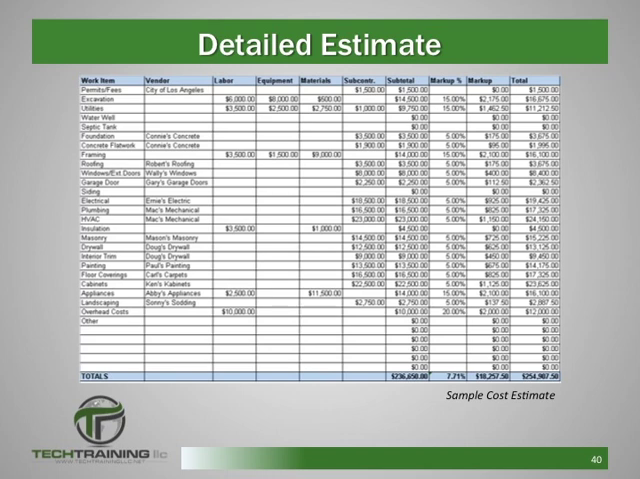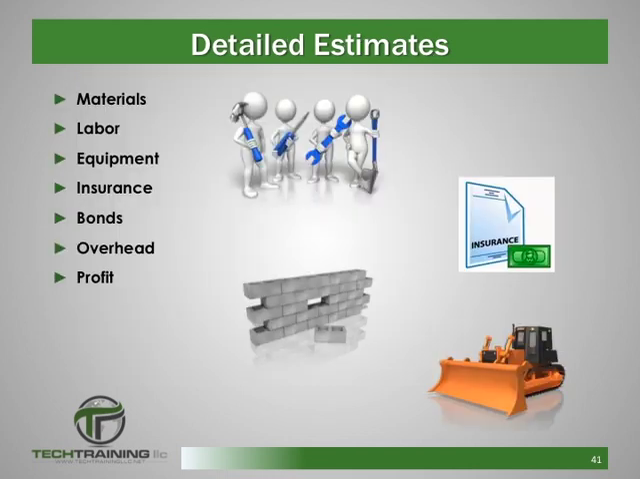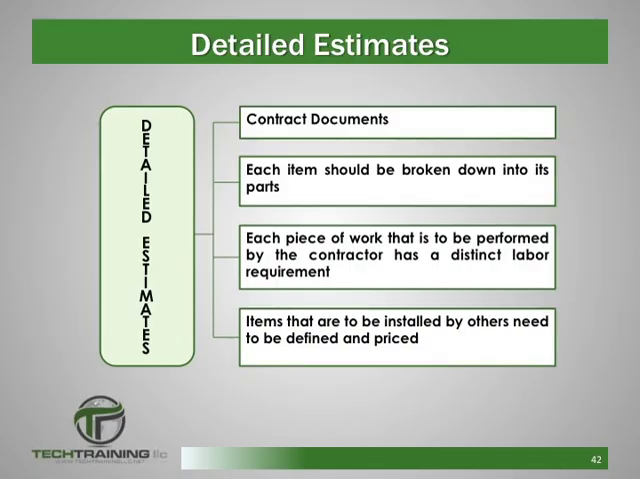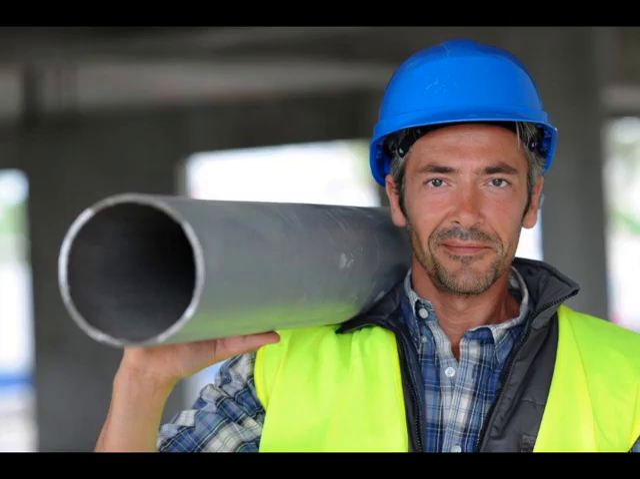A detailed estimate takes a great deal of information, as you're going to require quantities, costs, materials, labor, equipment, insurance, bonds, overhead, and of course, profit. Again, detailed estimates can only be completed with a complete set of contract documents. Every item of the project will be broken down into individual parts and estimated. Each portion of work that will be performed by a contractor will be given distinct labor requirements that must be estimated and priced out. Any item that will be installed by a specialty contractor must also be defined and priced.